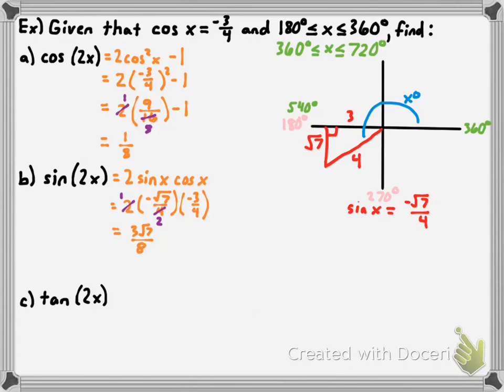Does it make sense we got a positive value for sine of 2x? Well, it turns out we had to, right? Because between 360 and 540 degrees, you only have positive sine values. All right, that's just a little added insight that doesn't necessarily affect the way that you do the problem.